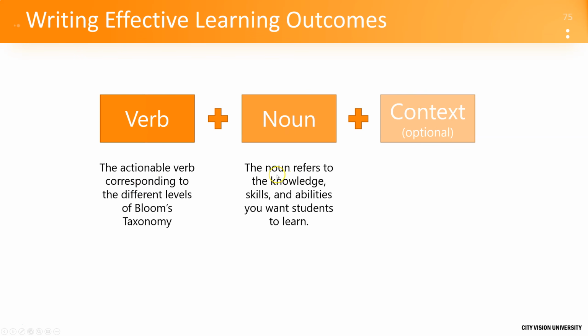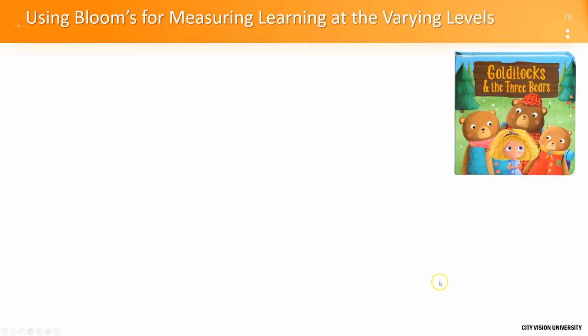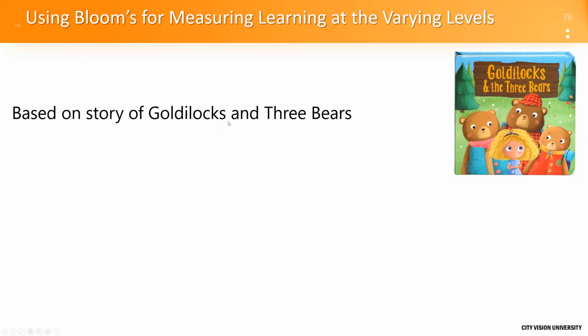The noun's going to be what you want them to learn. And then the context would be the detail of where you want it to apply. So identify the 7 steps in the research process, noun. And you could put when writing a research paper, that would be the context. So let me make this a little more concrete. So we're going to take Goldilocks and the 3 bears, and we're going to go through the Bloom's taxonomy with that. So based on Goldilocks and the 3 bears.